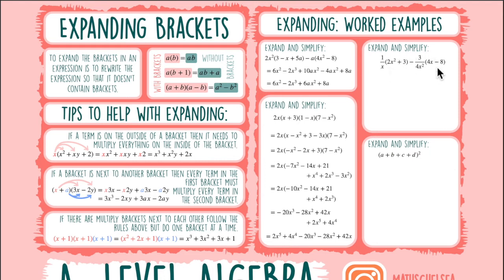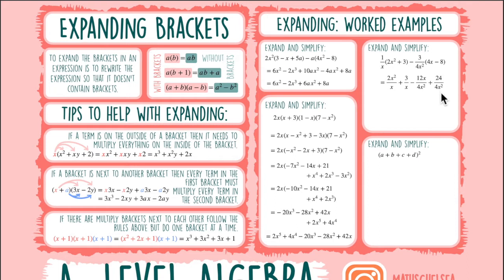Again, we've got two brackets. So this 1 over x is multiplying everything in this bracket. And this minus 3 over 4x squared is multiplying everything in this bracket. So here we go. We've done 1 over x times 2x squared. That's here. 1 over x times 3. That's here. Then we've done minus 3 over 4x squared times 4x. That's here. I've multiplied the 3 times 4, so we get 12x. And then we've done minus 3 over 4x squared times minus 8, so plus 24 over 4x squared.